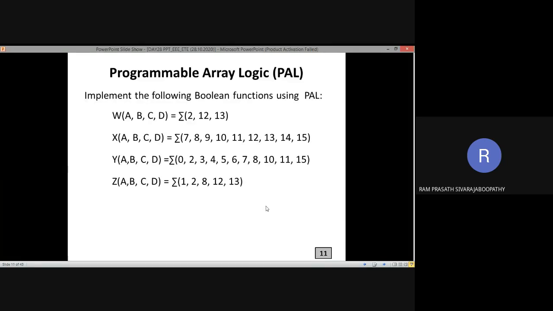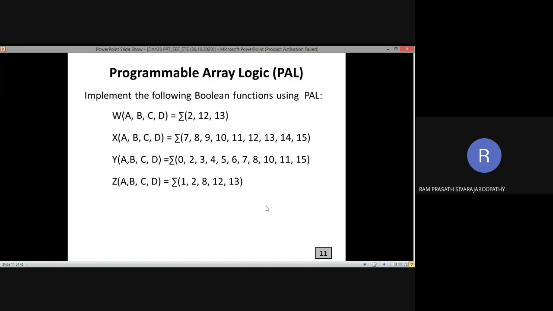Implement the following Boolean function using PAL. Fine. So totally we have 4 output functions. So we have 4 outputs. Okay, what about the number of inputs? W, X, Y, Z are output functions. What about the number of input variables? Yes, the number of inputs is also 4.